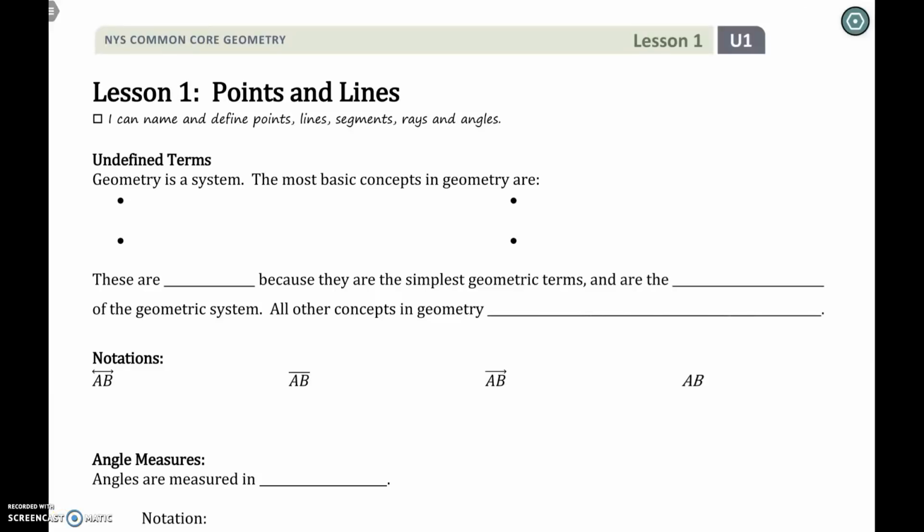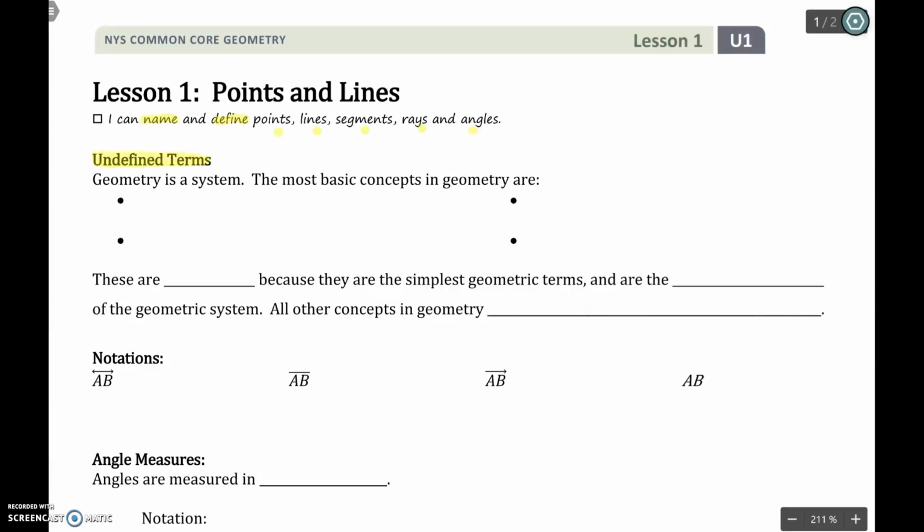Hello, this is Mrs. Griffin with the Unit 1 Lesson 1 video for Common Core Geometry. And in this lesson, we're going to work on naming and defining different geometric objects, namely the points, lines, segments, rays, and angles. So in order to begin, we're first going to talk about these things called undefined terms.